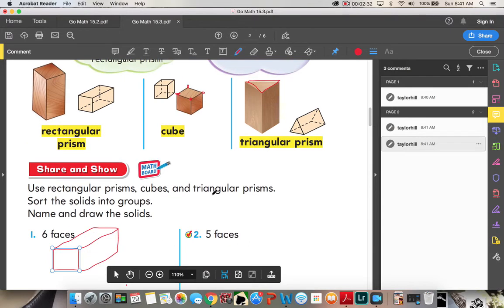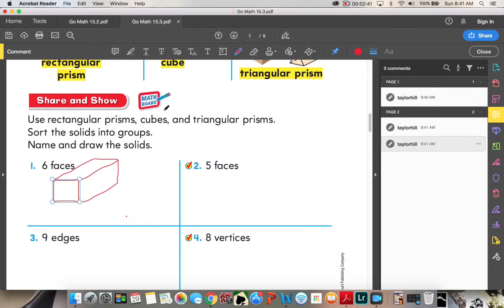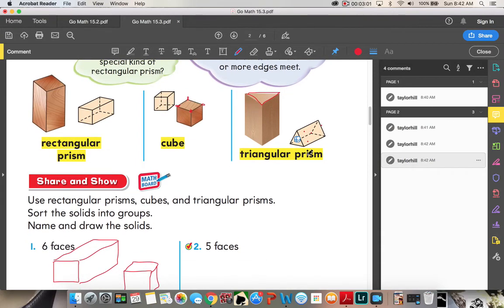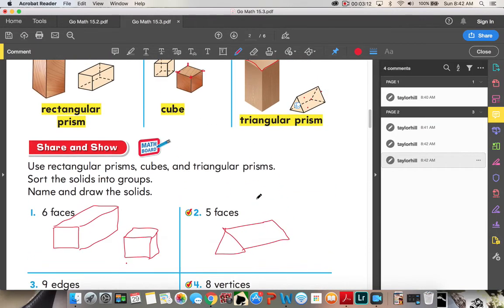Okay, now let's do one that has 5 faces. Let's look. Our cube has 1, 2, 3, 4, 5, 6 faces. Oh, so number 1, we can actually draw a cube too. But make sure it's a cube and not a rectangle. Okay, a shape that has 5 faces. Let's look at our triangular prism. It has 2 triangle faces, and then 3 rectangle faces. So 2 plus 3 equals 5, so that's 5 faces. So for 5 faces, it's going to be a triangular prism. Just like that.